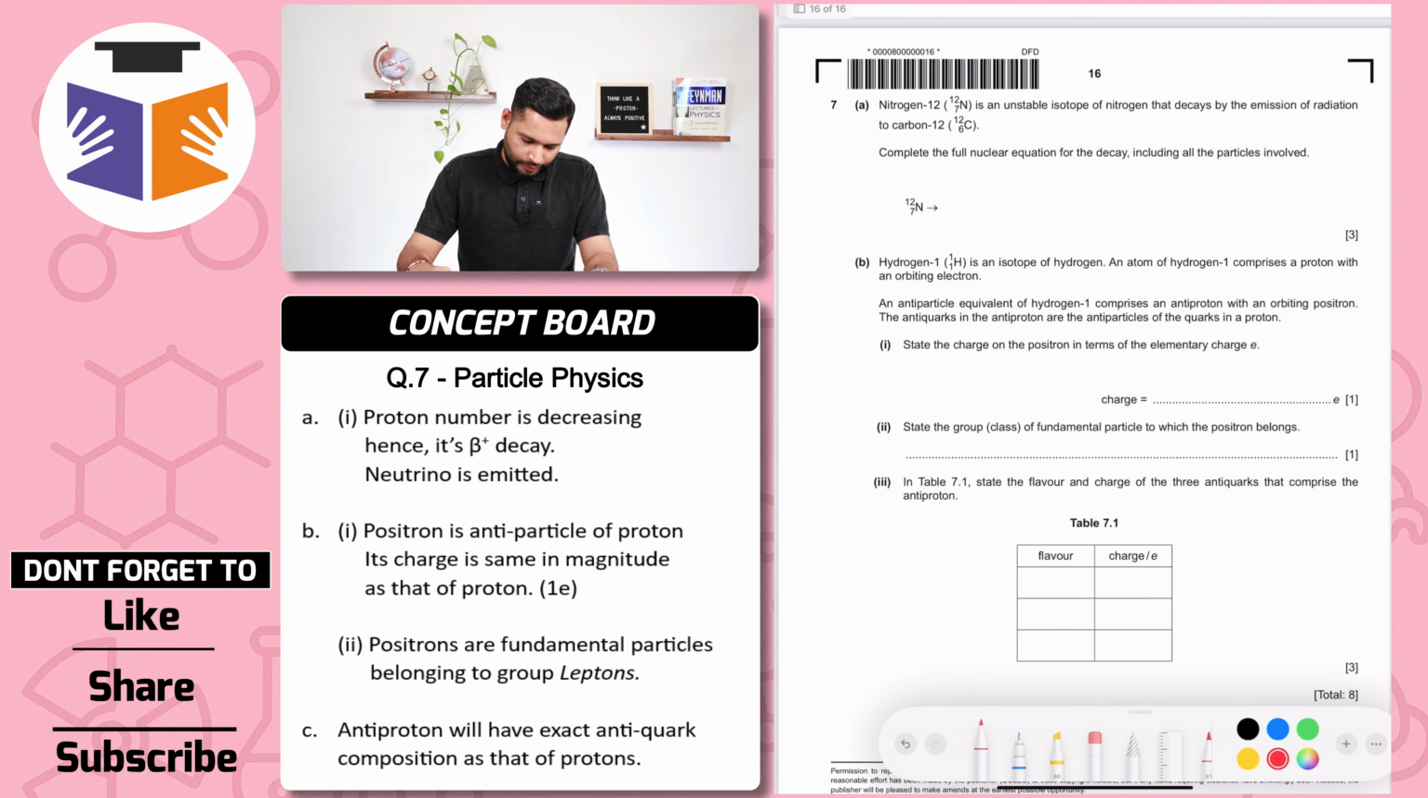Next, question number 7. It says that nitrogen 12 is an unstable isotope of nitrogen that decays by the emission of radiation to carbon 12. Complete the full nuclear equation for the decay, including all the particles involved. Now you can see here that from the parent nucleus, that is nitrogen, which has proton number 7, the daughter nucleus, that is carbon, has proton number 1 less, that is 6. The proton number decreases in beta positive decay. So here the beta decay is beta positive.